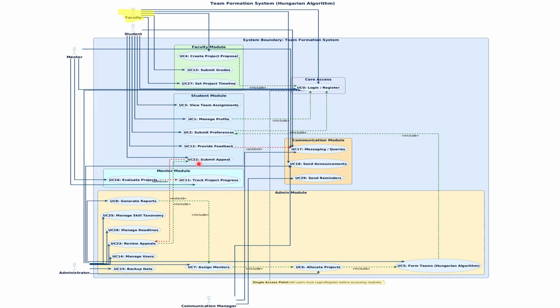The third thing is submission of an appeal. Now, what is the submission of an appeal? That is, if a student wants to submit some issue or some problem related to the project, then he can submit it.